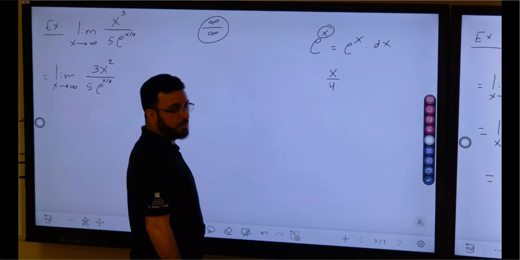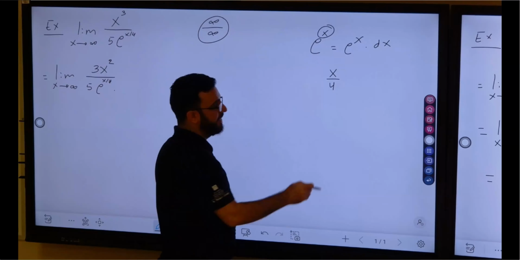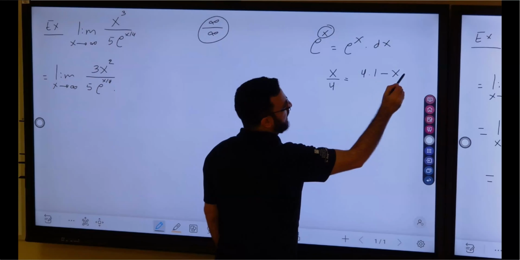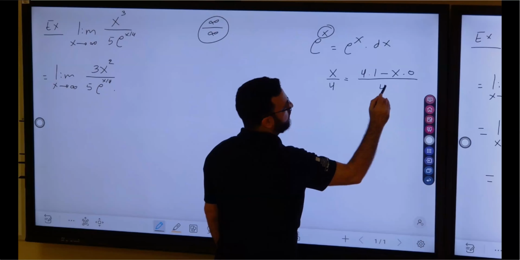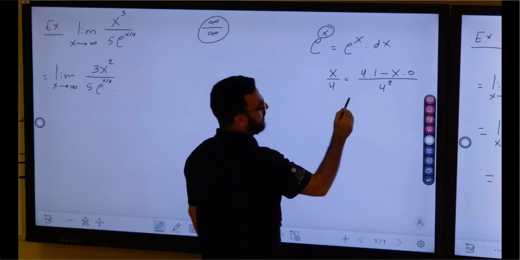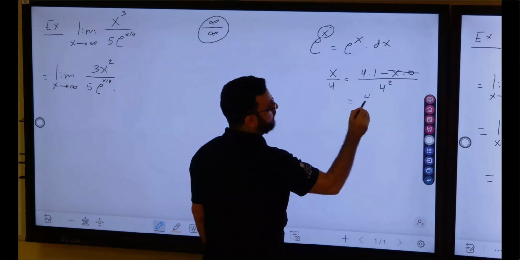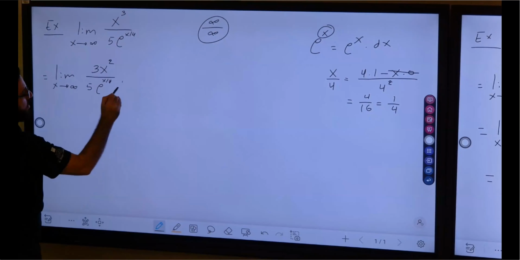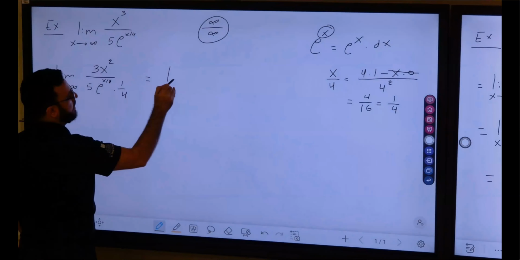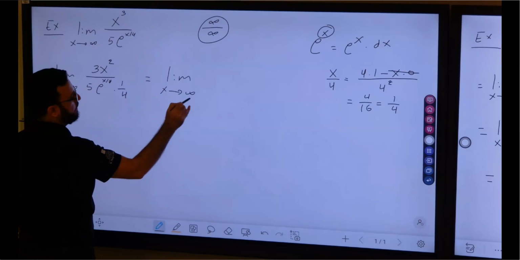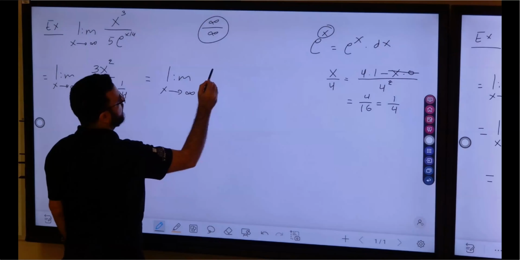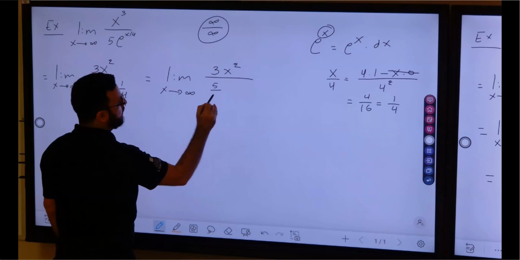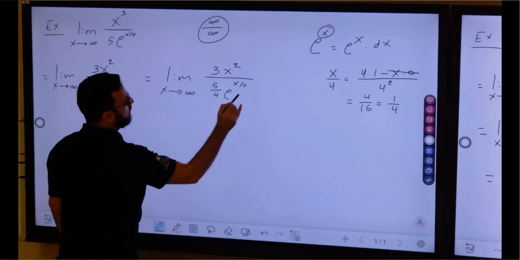Come on, what's the derivative of x over 4? It's a quotient. 4 times 1 minus x times 0, over 4 squared, using the quotient rule. This is 0, so it's going to be 4 over 16, which is 1 over 4. So this one equals the limit as x approaches infinity, from the top 3x squared, and here it's going to be 5 over 4 e to the x over 4. That was cool.